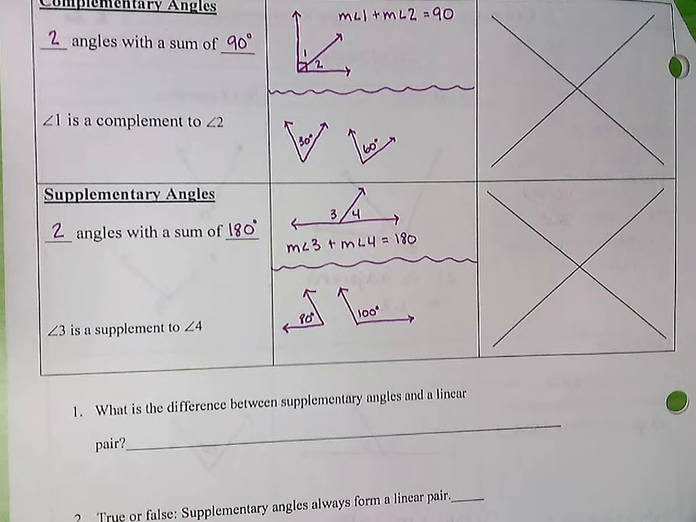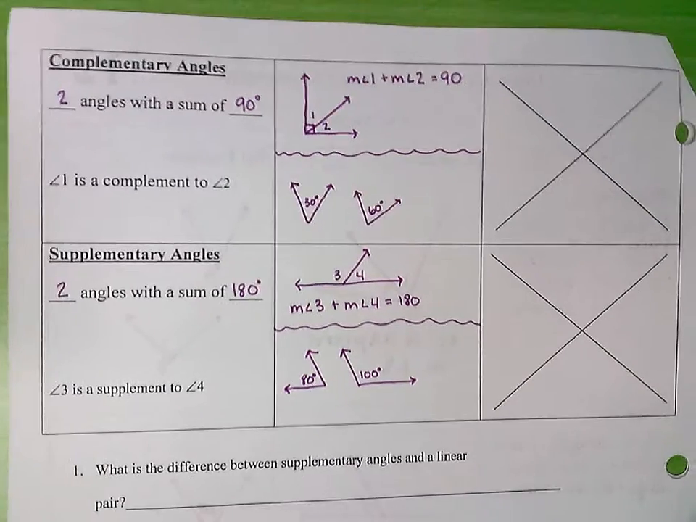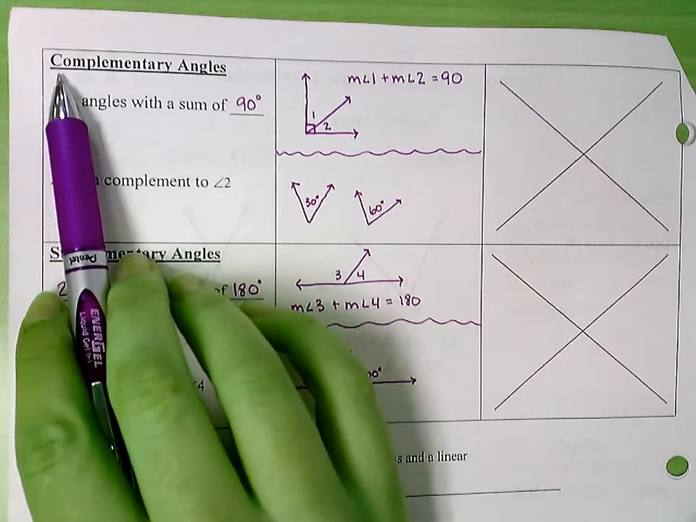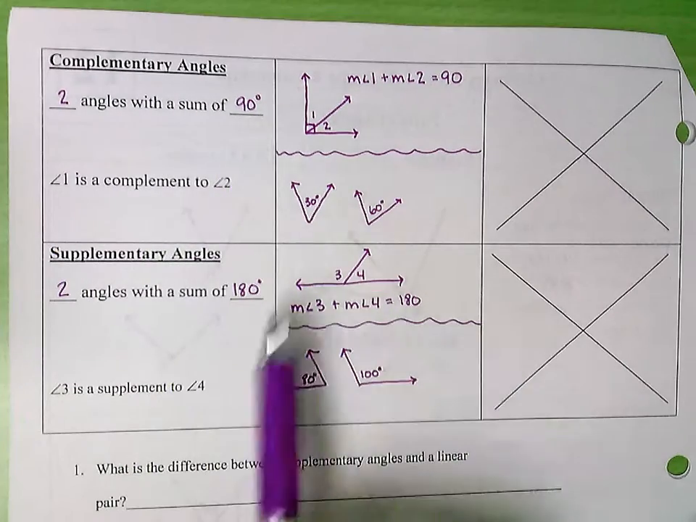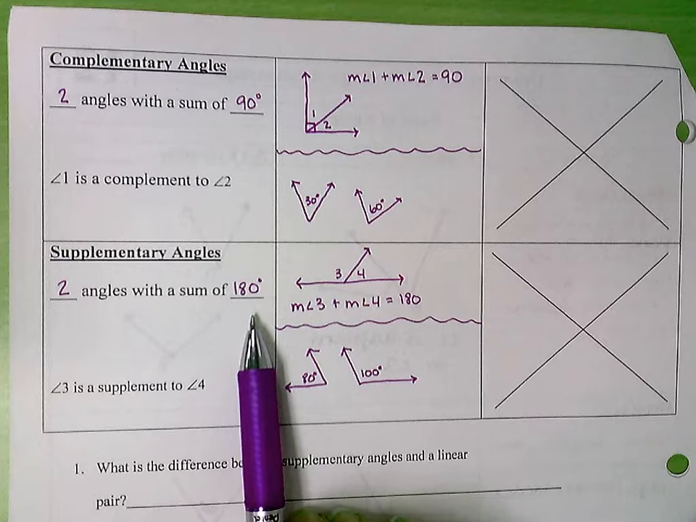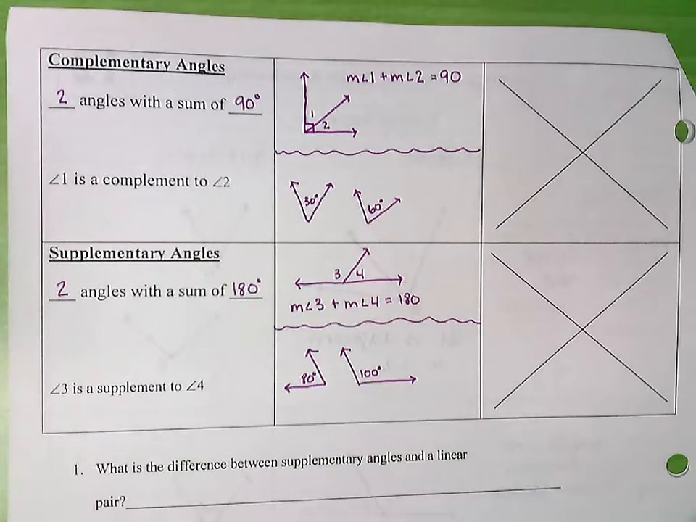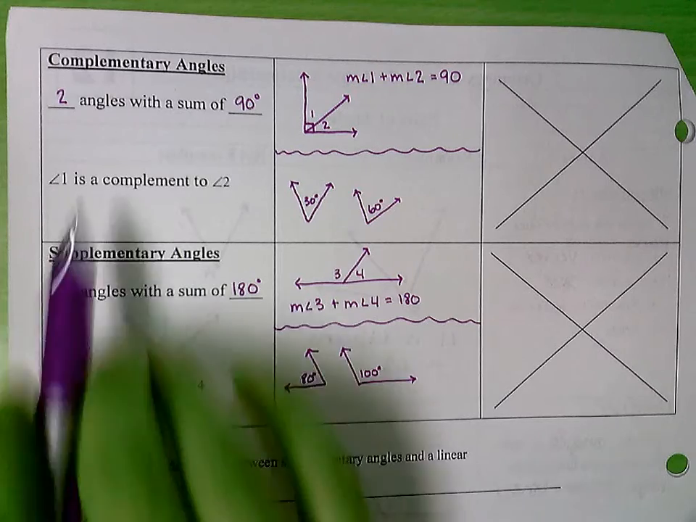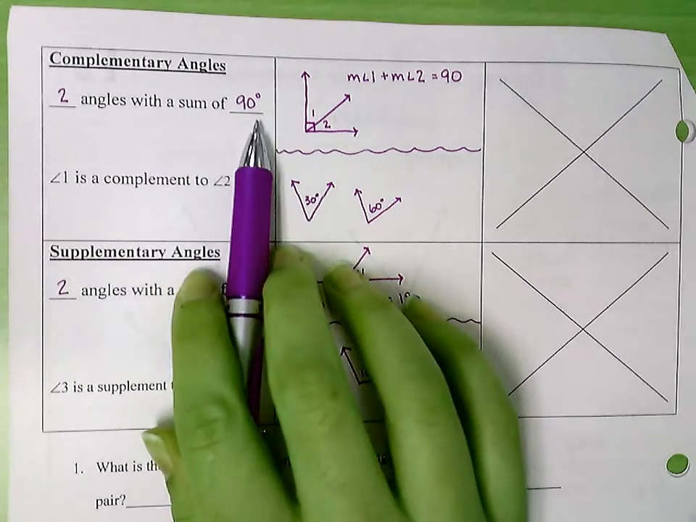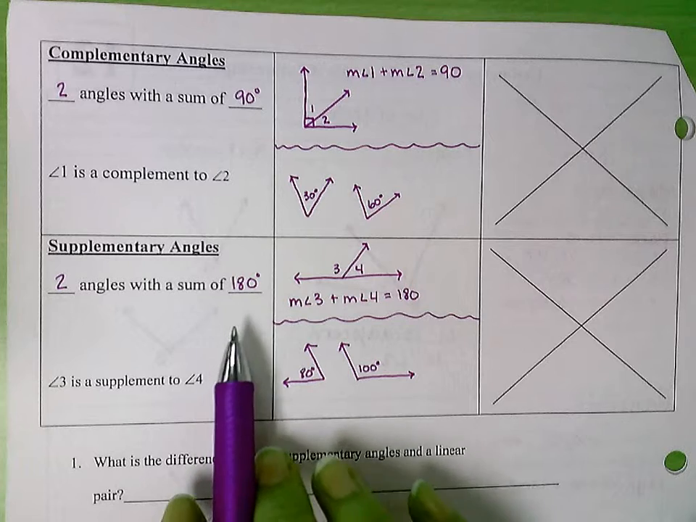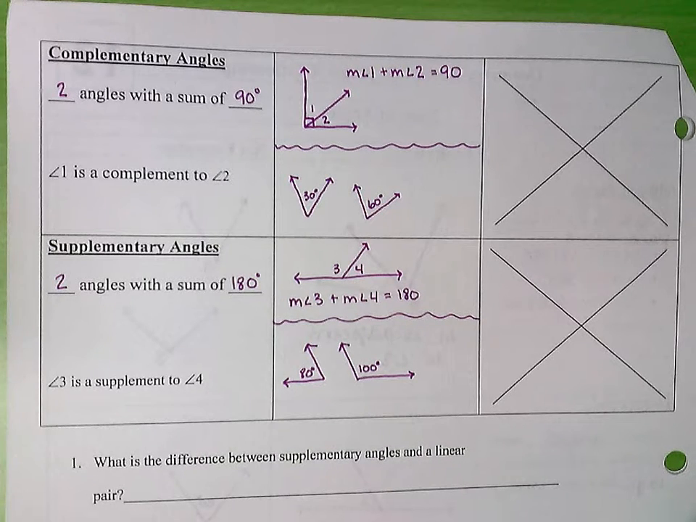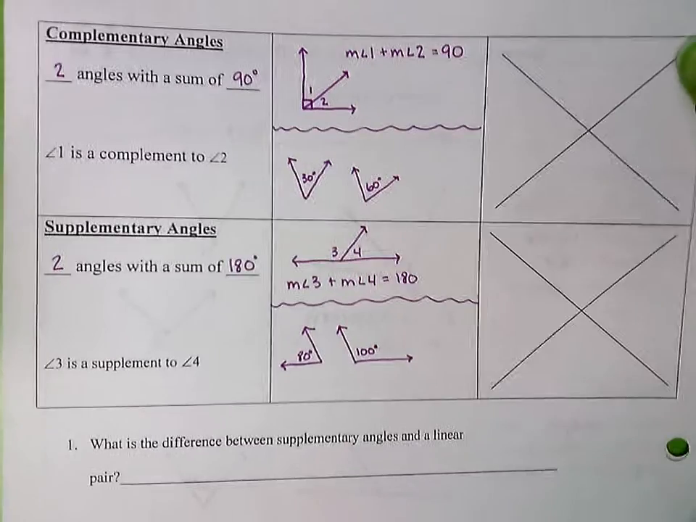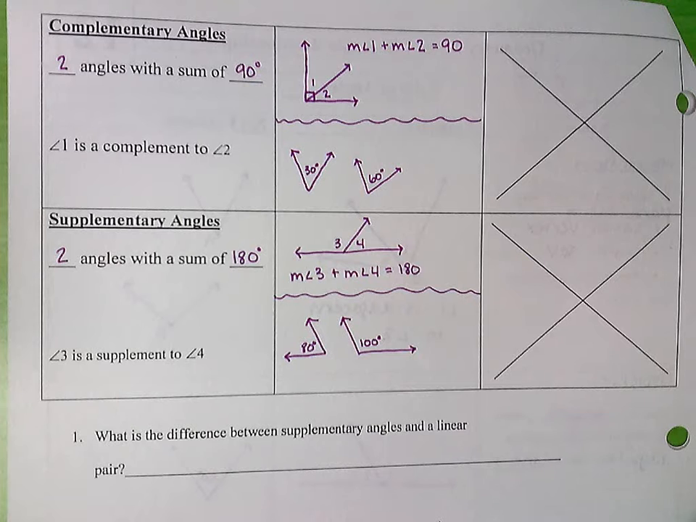Easy way to tell the difference between complementary and supplementary: C is first in the alphabet, and 90 comes before 180. So if you get confused with complementary and supplementary and you don't know which is which, C comes first, 90 comes before 180. Easy way to remember if you forget. Questions before I move on?